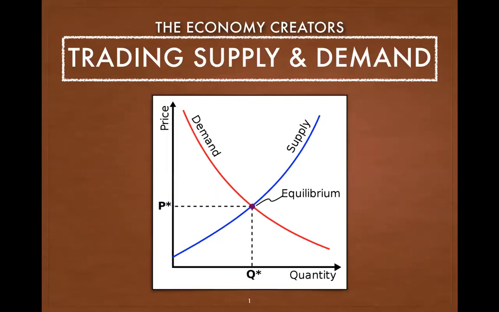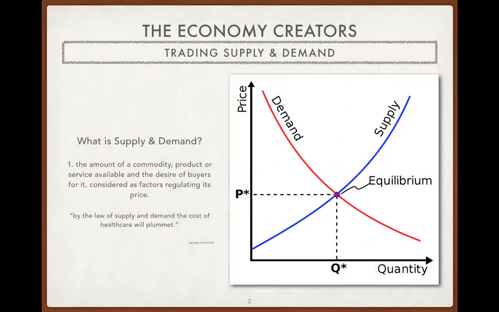All right. So when it comes to trading supply and demand, one of the first things you need to understand is what the heck is supply and demand? What is it? So what is supply and demand? Well, supply and demand is simply the amount of a commodity, product, or service available and the desire of buyers for it, considered as factors regulating its price. So for an example, a quote that could be said is, by the law of supply and demand, the cost of healthcare will plummet.